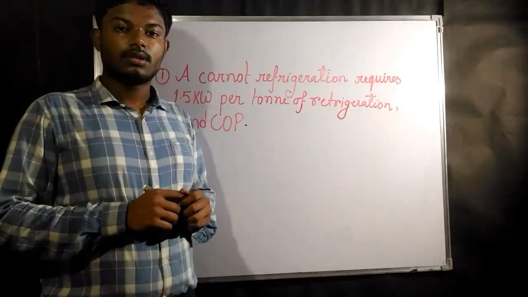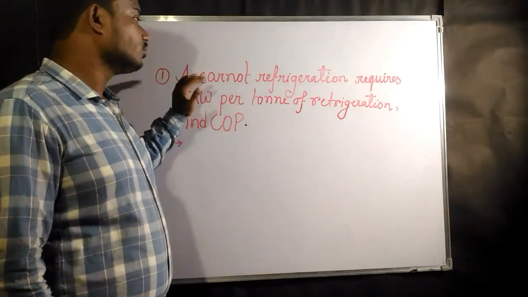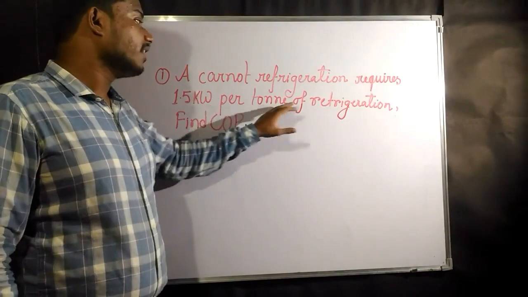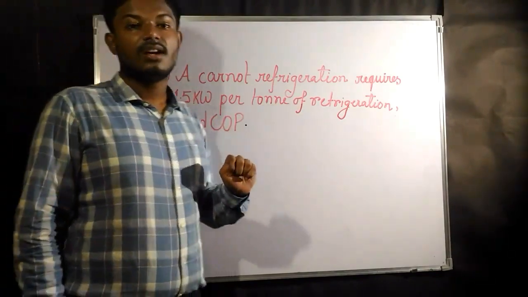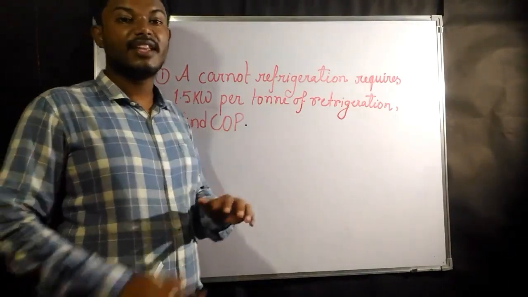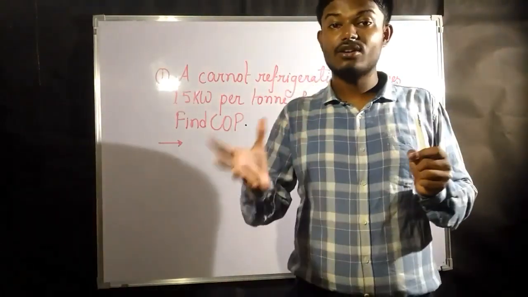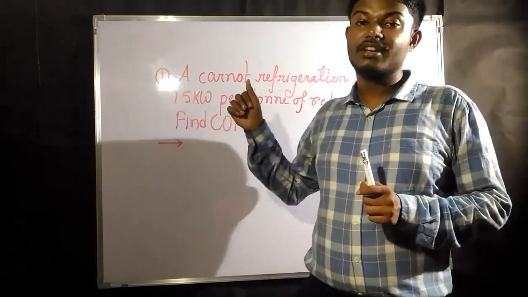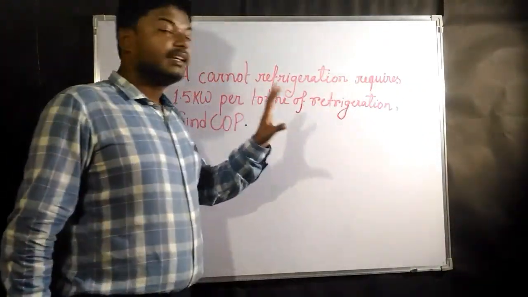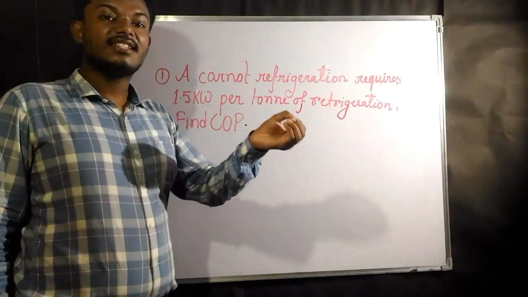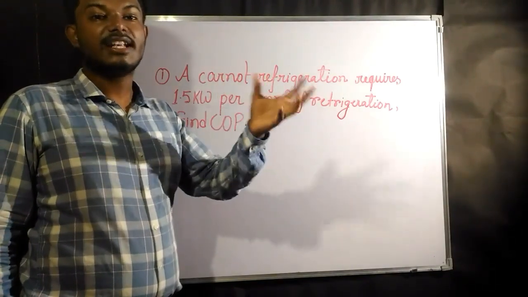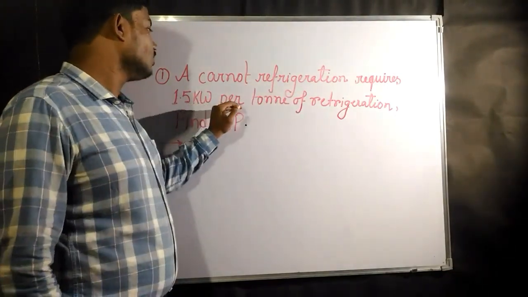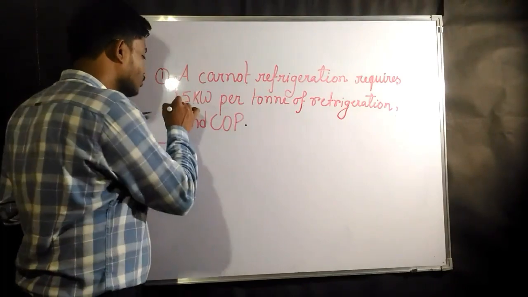Now let us see a question. The question goes like this: a Carnot refrigerator requires 1.5 kilowatt per ton of refrigeration. Find the COP. That means they have a reverse Carnot engine, that is a Carnot refrigerator, which requires 1.5 kilowatt power. In any refrigeration, the energy is given to a system in terms of work. So the Carnot engine requires 1.5 kilowatt per ton of refrigeration, which means this is the amount of work we need to give it.